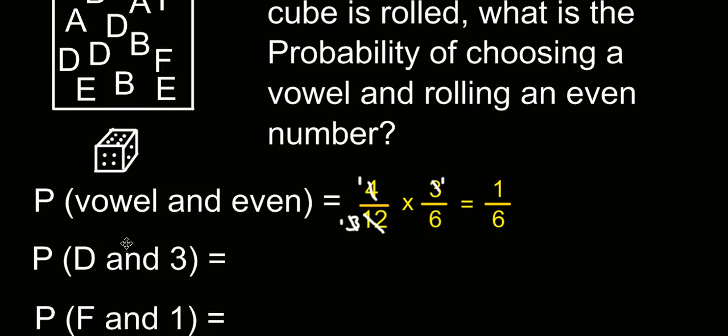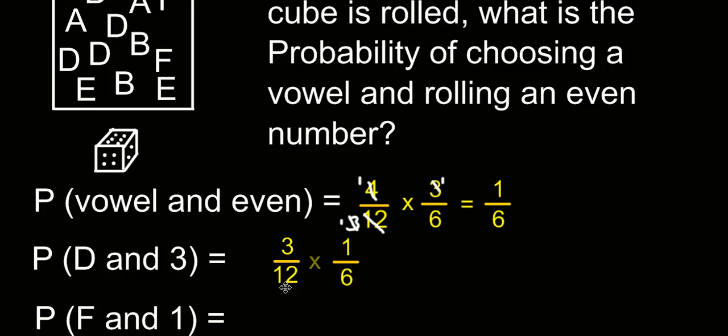Try to find the probability of the letter D and 3. Go ahead and do it on your own. Okay, let's see what you got. The probability of D is 3 favorable outcomes out of 12 total outcomes. The probability of the second event, getting a 3 on the number cube, is 1 out of 6.